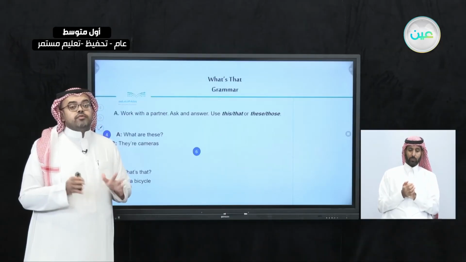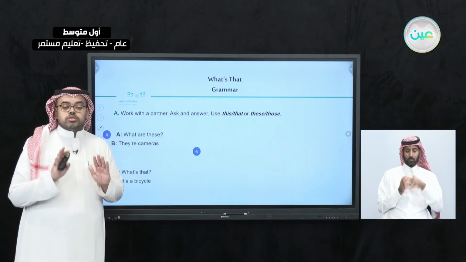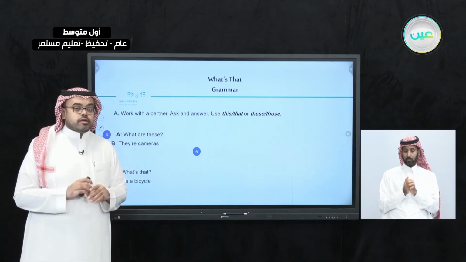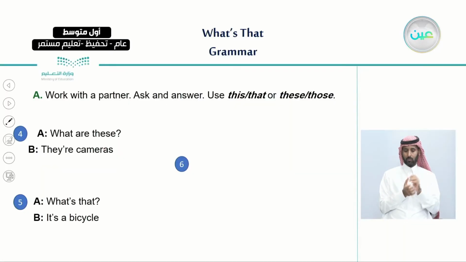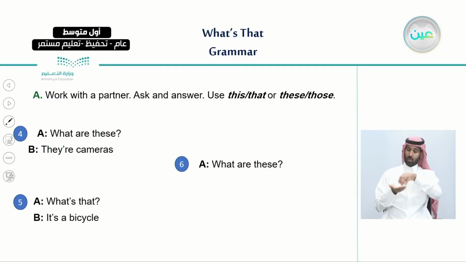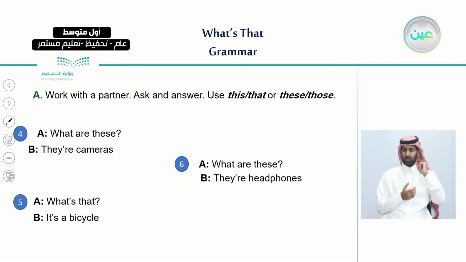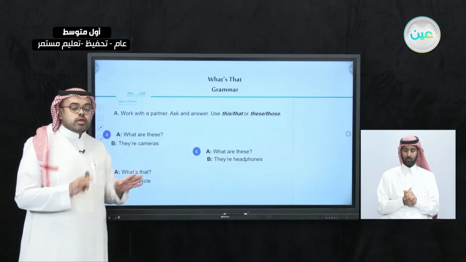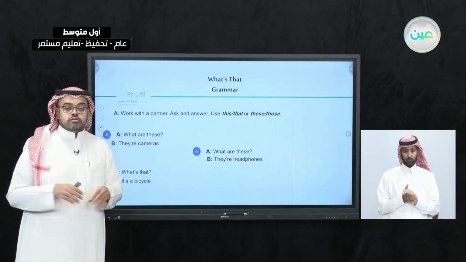Now, let's move on to the last picture, which is picture number 6. So, have a look at the picture and tell me what is the proper question to ask here, which is, what are these? So here we're talking about different objects that are near. What are these? And the answer will be, they are headphones. They are headphones.